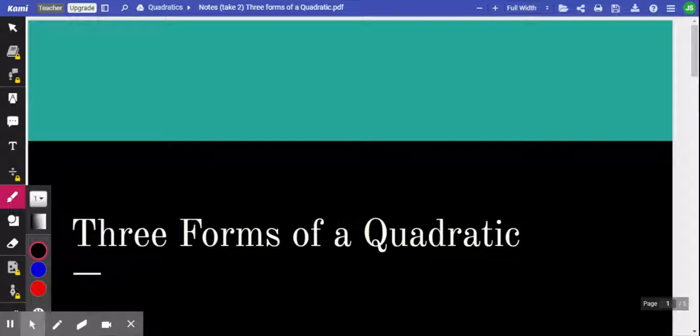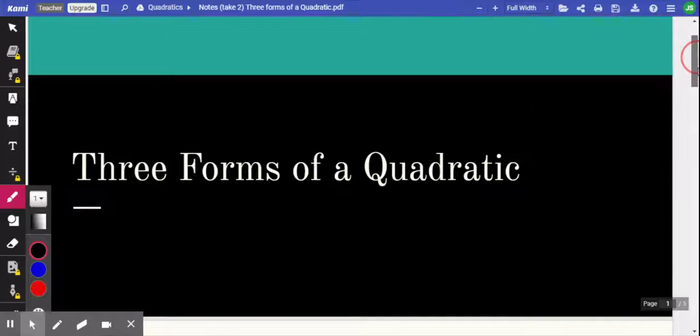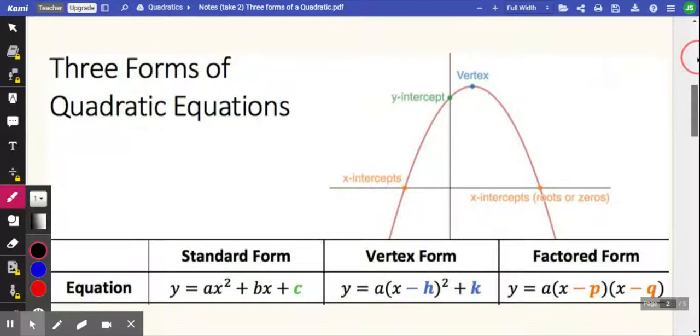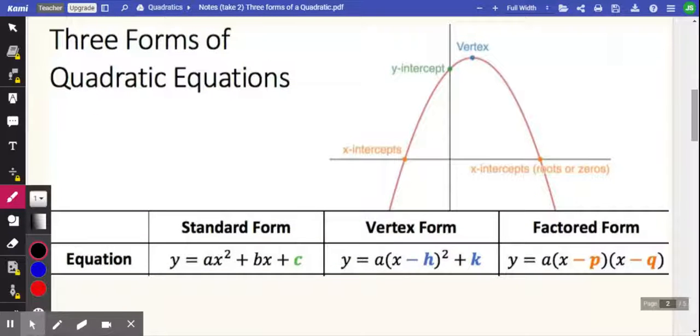Okay, so today we are going to be looking at the three forms of a quadratic equation and why we have three different forms of a quadratic equation. So you guys may remember this picture. We've seen it a couple times. And it has a picture of a parabola, which is our graph of a quadratic equation. And we have the three different forms that we might see them in.